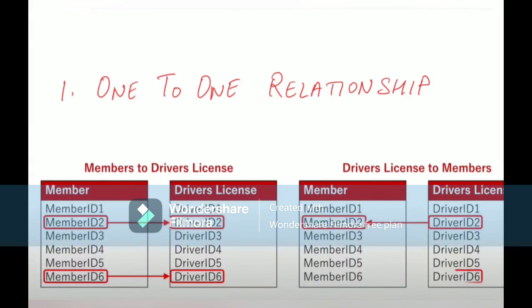Let us now go on to understand the three different relations that are used in these databases. Firstly, the one-to-one relationship. In this, a single record of a table is only referencing a single record of another, and vice versa. In the following example, each member ID references only a single unique driver license ID. On the other hand, each driver ID references only a single member ID. Thus, both the members to driver's license and driver's license to members relationship is that of one-to-one.